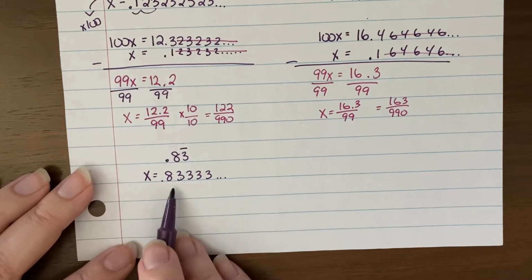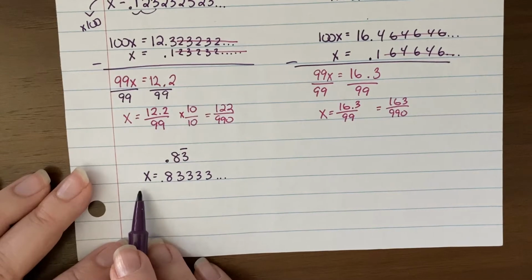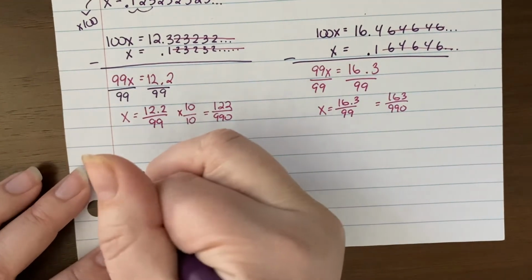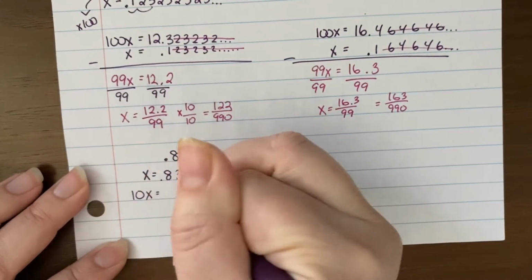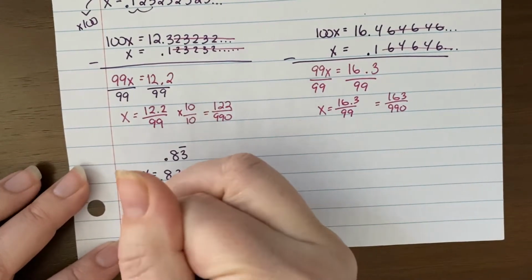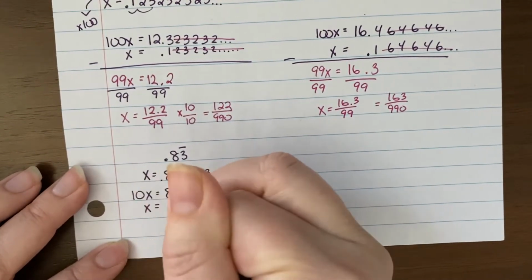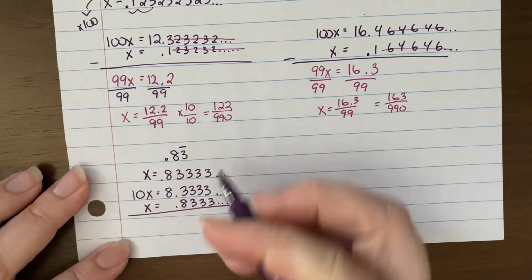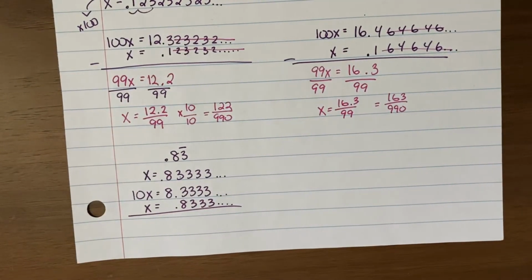Instead of multiplying by 100 on both sides, I could just get away with multiplying by 10 because I just need to move the decimal point in one spot. So if I multiply by 10 on both sides, okay, and then I subtract this first guy, because I just have the 3's to worry about, the 3's are all going to line up.